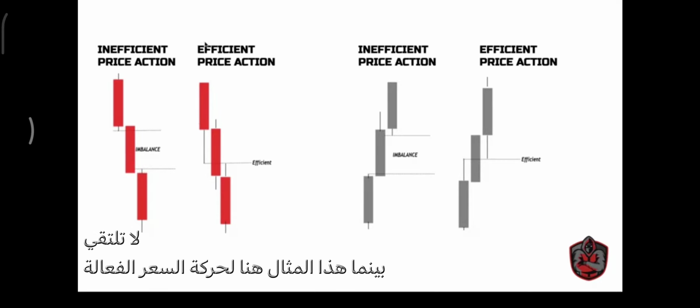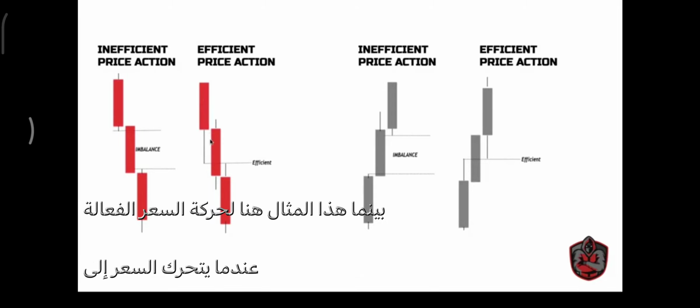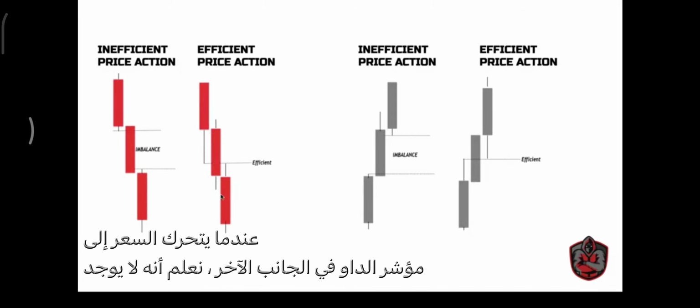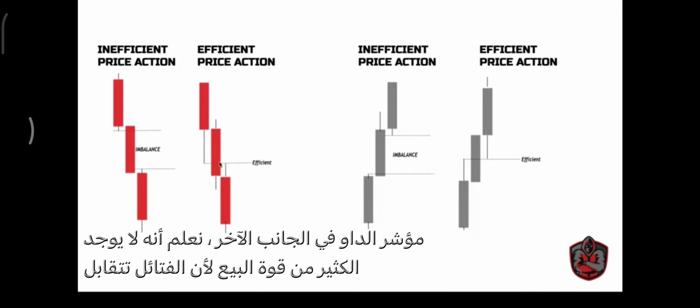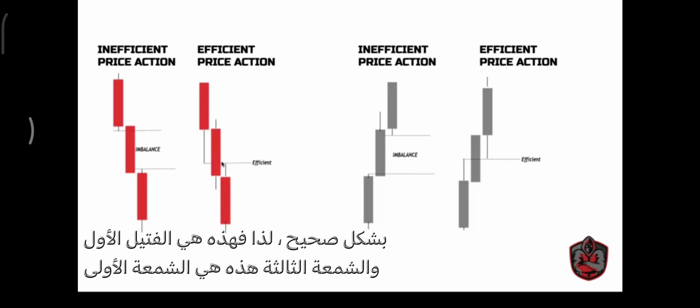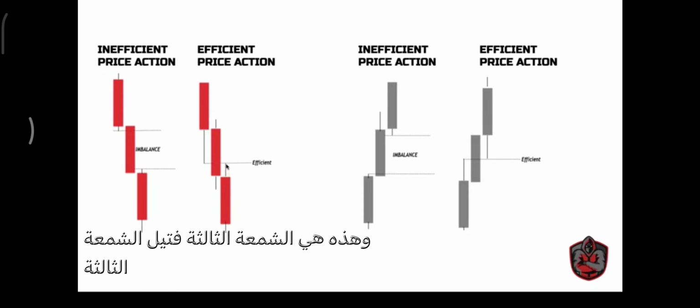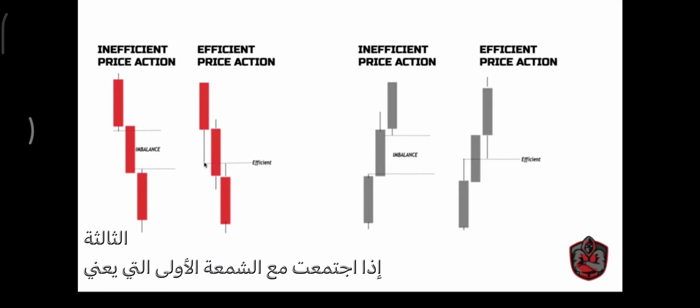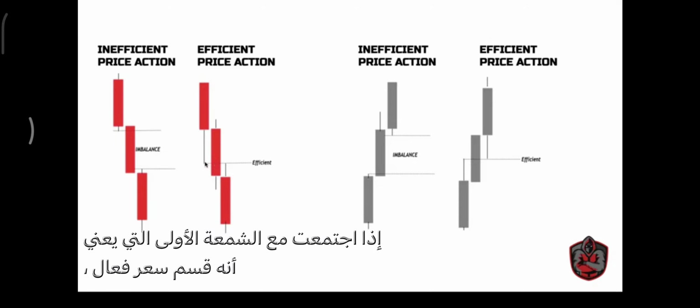Whereas this example here of efficient price action, when price is moving over to the downside, we know that there isn't too much selling power because the wicks are meeting, right? So this is the first candle and this is the third candle. The third candle's wick, if it meets the first one, that means it's efficient price action.